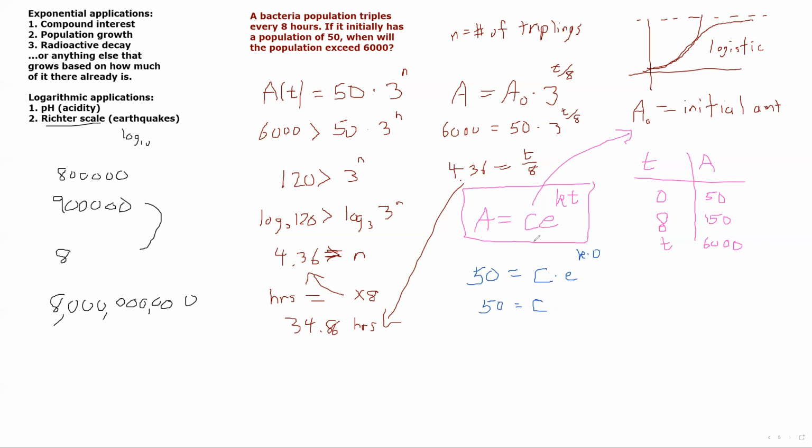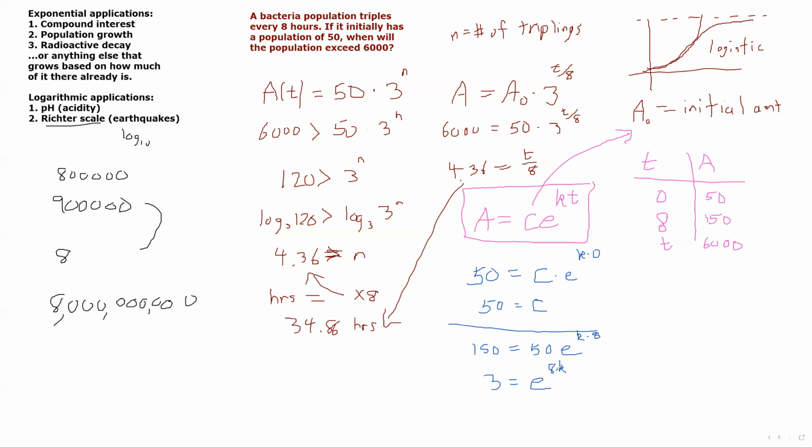Okay, so we have now proven that C is in fact the starting amount. Now, let's plug in data point number 2. Let's say that 150 is equal to C e to the k times, and the amount of time that's gone by is 8. All right, so I'm going to divide this by 50. I'm going to get 3 equals e to the 8k.